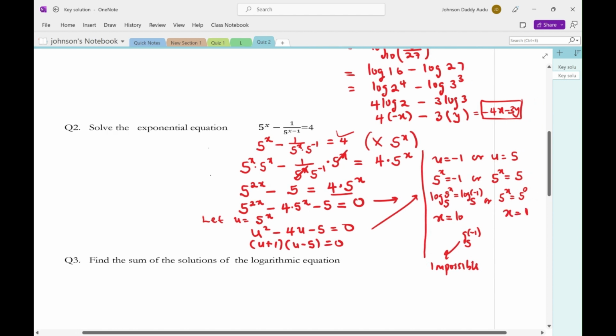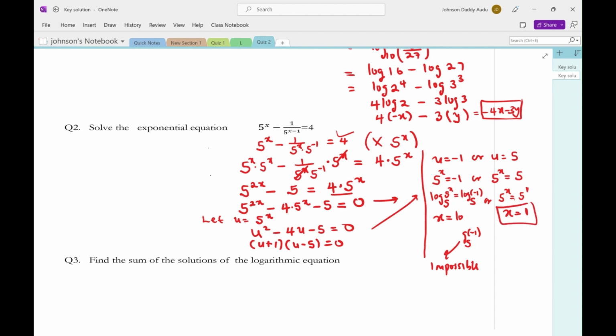So it means that x is just going to be... No, sorry, 5 to power 1, I mean. This is 5 to power 1. So this is x equals 1. Now, x equals 1 is the solution of this problem. For the other case, x equals log, but you cannot take the log of a negative number. Remember we said x here is log to base 5 of minus 1, which is impossible. So we have just one solution.